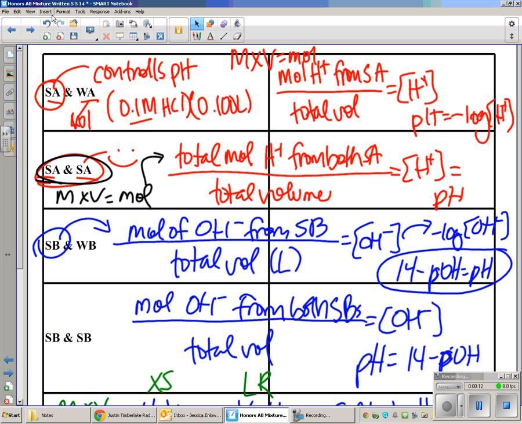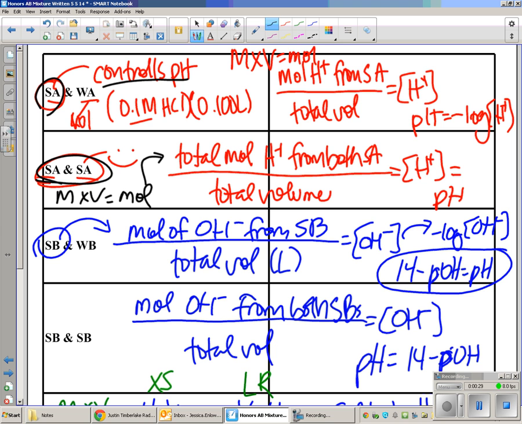So here we go. When you have an acid and an acid mixed together and the strong acid is present, it will dissociate 100%, so it is going to be controlling the pH. That's why I say strong acid controls the pH. Weak acid is only there to take up space, so it's going to be there to add volume.